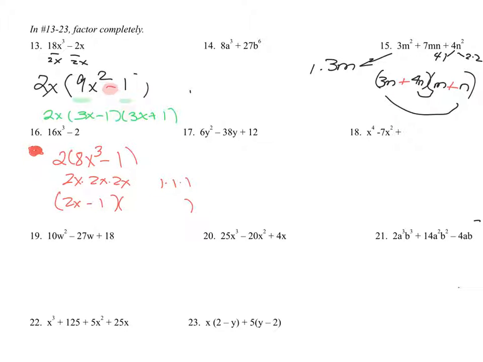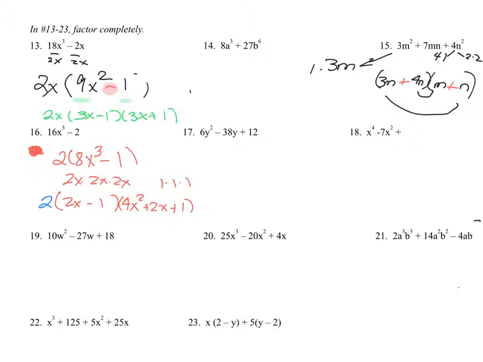2x minus 1. And then we need 2 of these. So 4x squared plus 2x plus 1. And don't forget, put your GCF in front or you lose points.